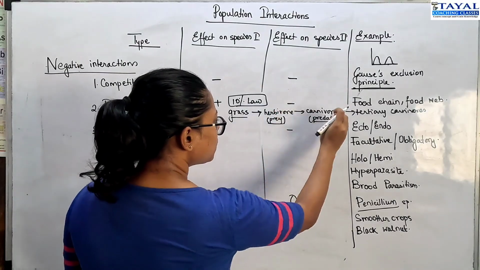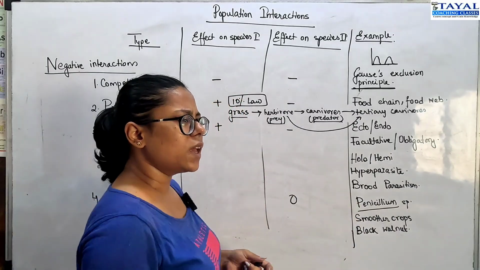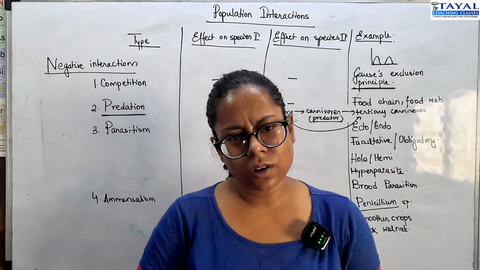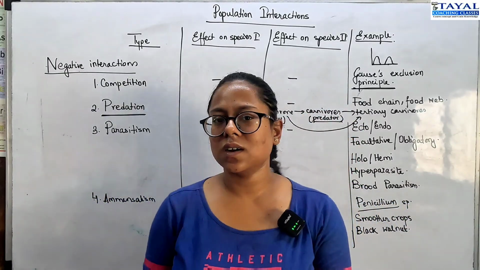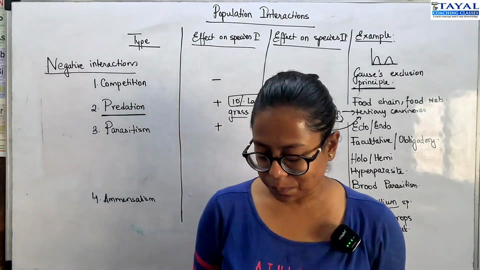One herbivore is eaten by multiple carnivores. They can also be eaten by tertiary carnivores. So there is a web-like structure which goes on, because a food chain is not usually sustainable within an ecosystem.